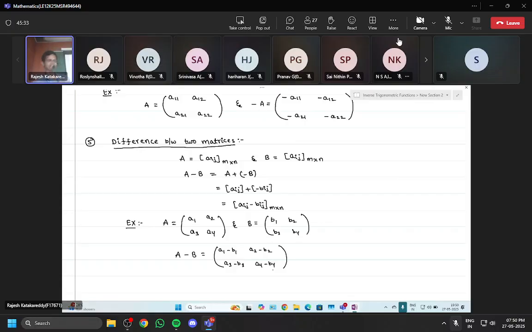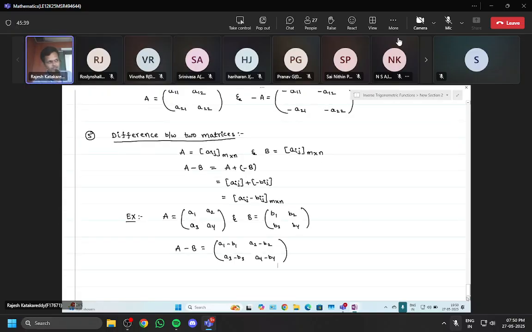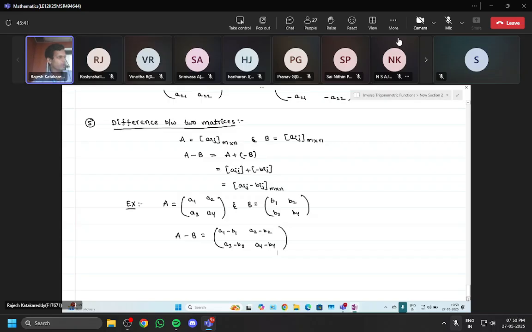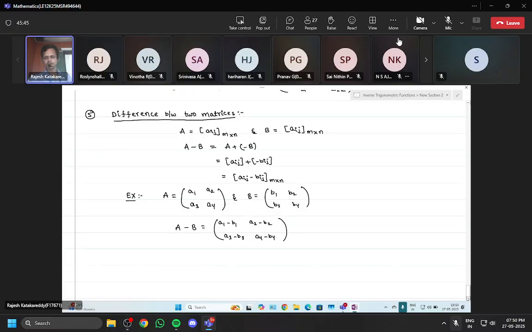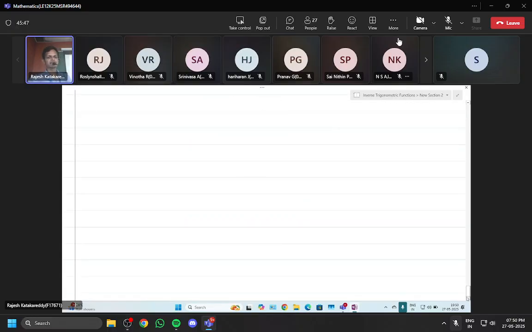Next is matrix multiplication. This is important. Product between A and B is defined only if the number of columns in matrix A is equal to number of rows in matrix B. You would have seen in schools. Can we say matrix multiplication is commutative? Does matrix multiplication satisfy commutative property? No, in general it is not, right?